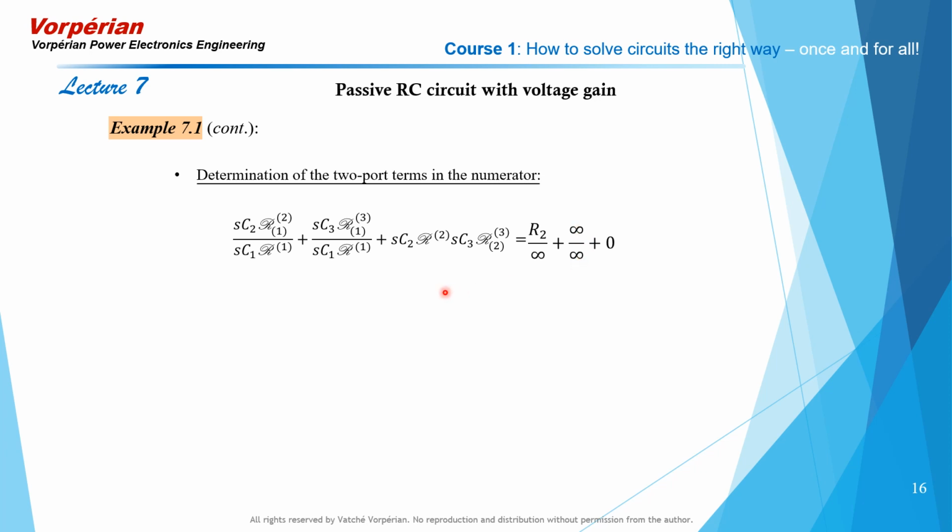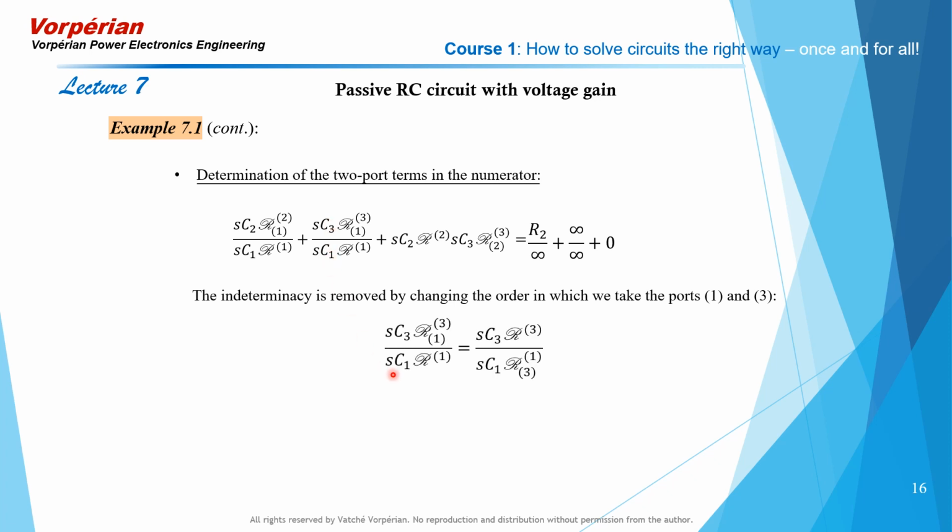But that can be resolved easily by changing the order in which we pair these two elements, or these two ports. In this case here that is shown, we are pairing 1 with 3. So we change that order, and this time we pair 3 with 1. So that instead of having this expression for the middle term, we're going to have this expression for the middle term. Script R3 is finite, and now we're going to determine script R13.